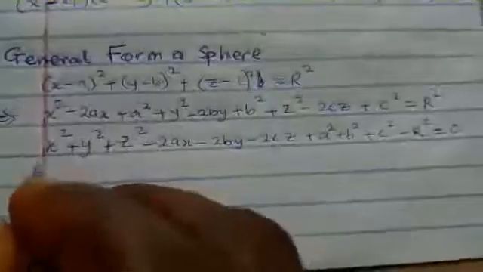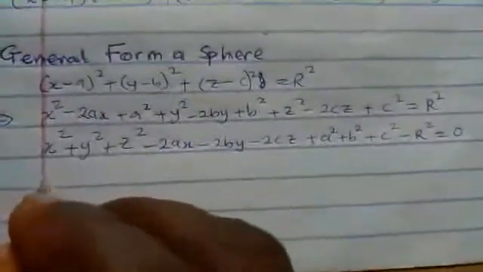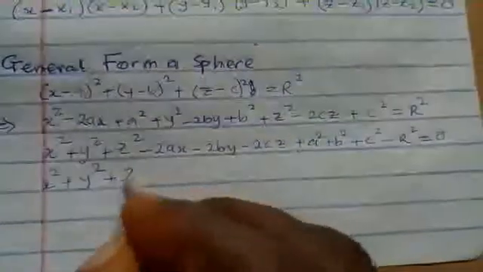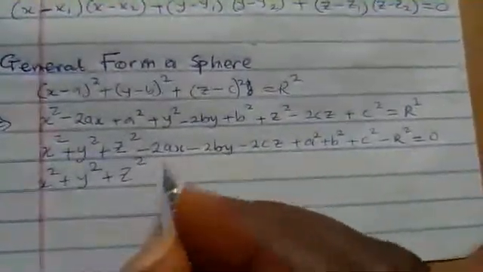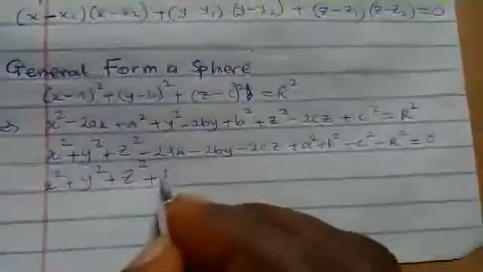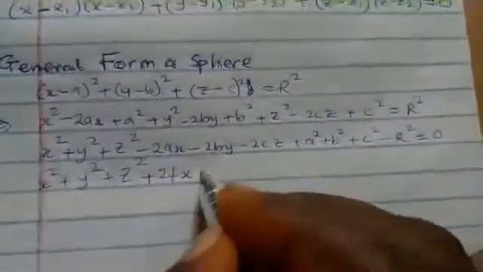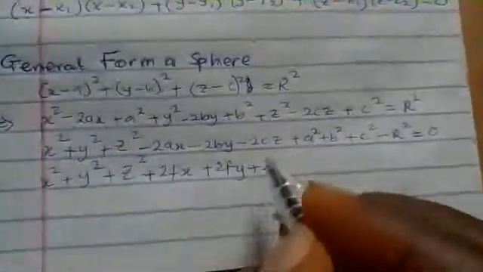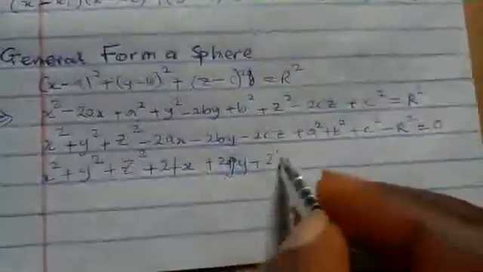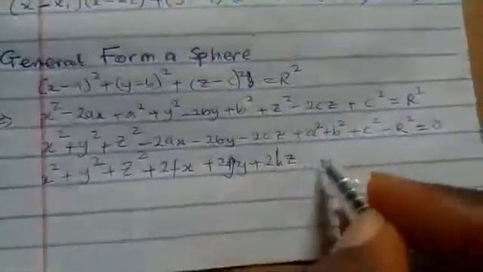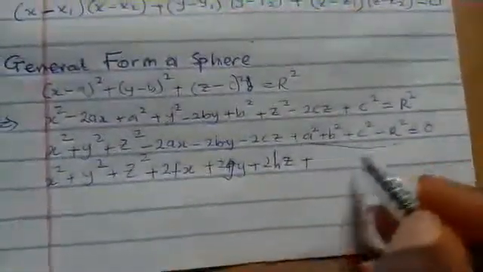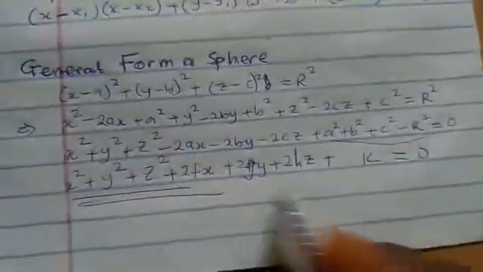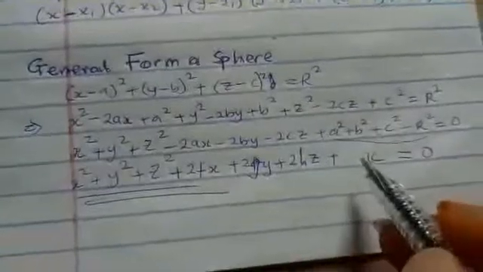Now, all these things can be written in short form like this: x squared plus y squared plus z squared. I want to turn this place to plus. So this, we can now write it as 2fx, this one 2fy, plus this one, let me use another letter, 2gy, this is 2hz, plus, let's use the whole of this for k, which is equal to 0. So this is the general form of a sphere.